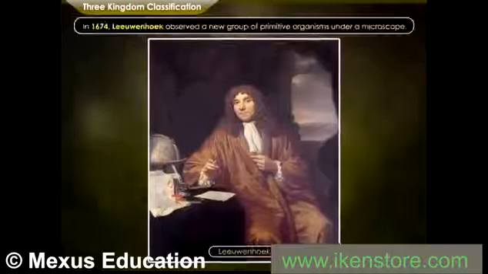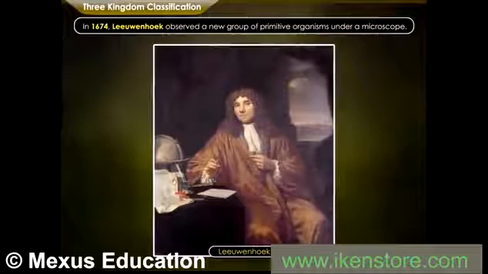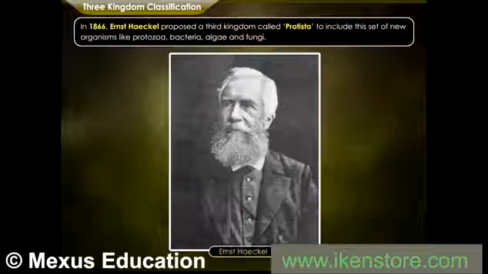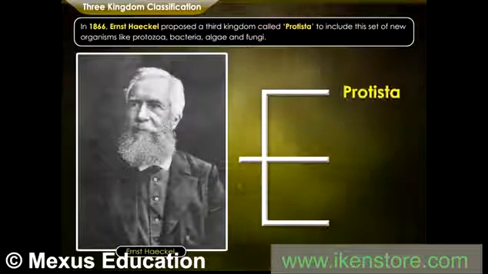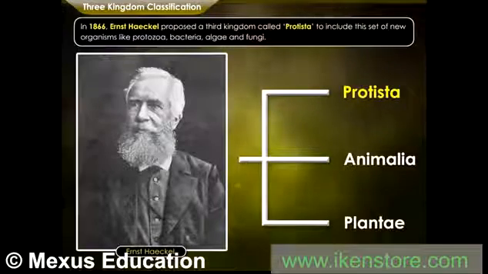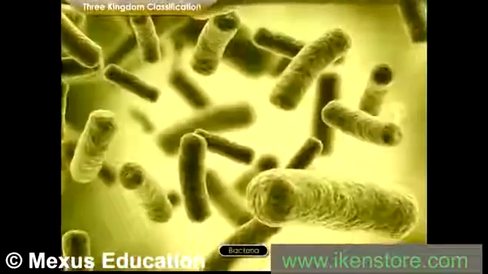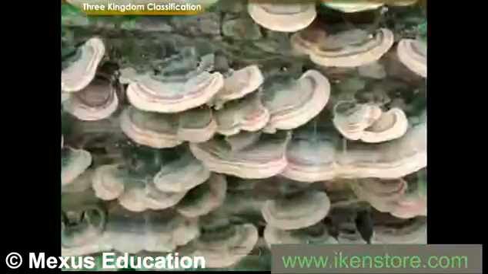In 1674, Leeuwenhoek observed a new group of primitive organisms under a microscope. In 1866, Ernst Haeckel proposed a 3rd kingdom called Protista to include this set of new organisms like protozoa, bacteria, algae and fungi.